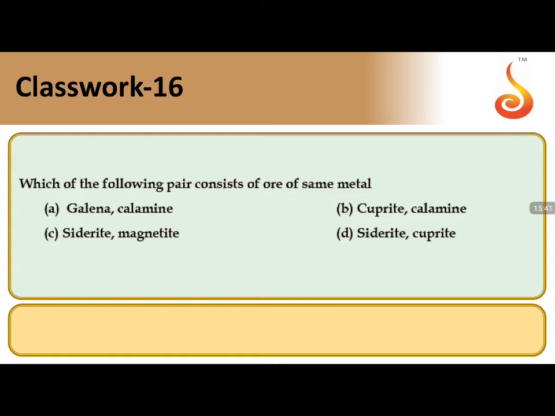So now moving into metallurgy. Which of the following pair consists of ore of same metal? Galena, PbS. Calamine will be ZnCO3. Cuprite is Cu2O. Siderite will be FeCO3. Magnetite will be Fe3O4. Cuprite will be Cu2O. So I have written all on the screen.